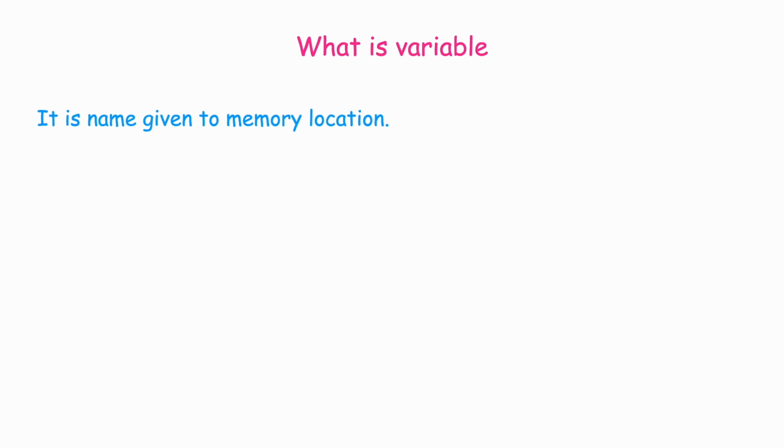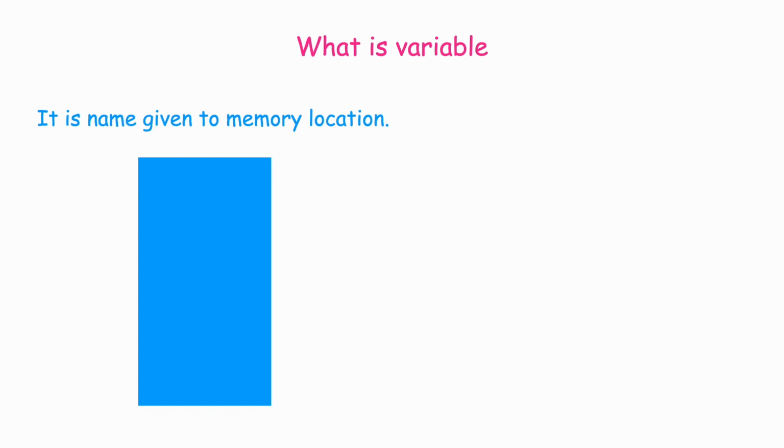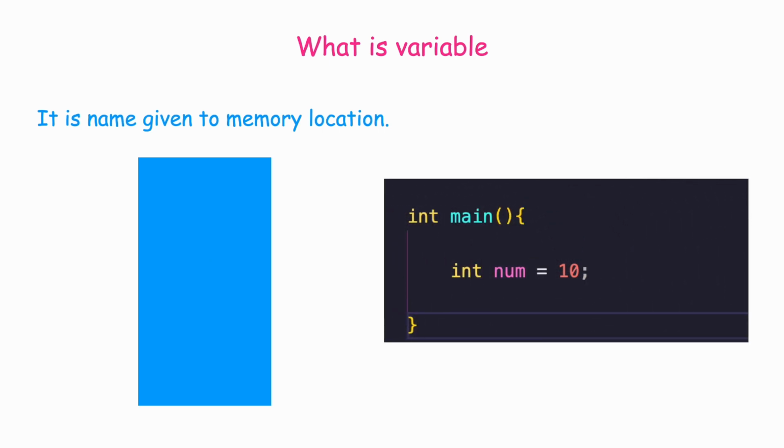So why is it called a name given to a memory location? Say for example, this blue color box is what we call memory. It is my memory, say for example, main memory. And I have declared a variable called num, which has the value 10. So how will this look in my main memory? First of all, I declare the variable called num, and I have assigned the value 10, and it contains the address, say for example 5000. This is a random address I have given.